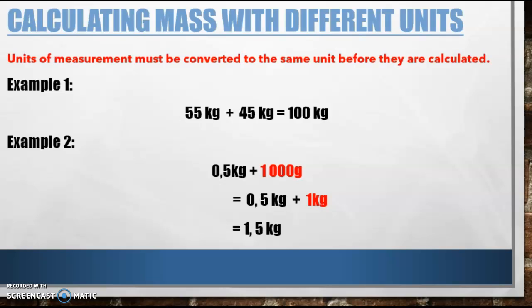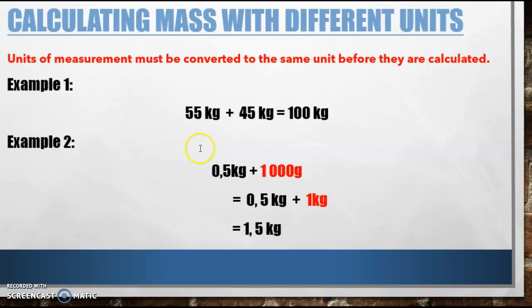Next, we're going to look at calculating mass with different units. Units of measurement must be converted to the same unit before they are calculated. Let's look at 2 examples. Example number 1. 55 kilograms plus 45 kilograms is 100 kilograms. They are both in kilograms, so they can both be added.